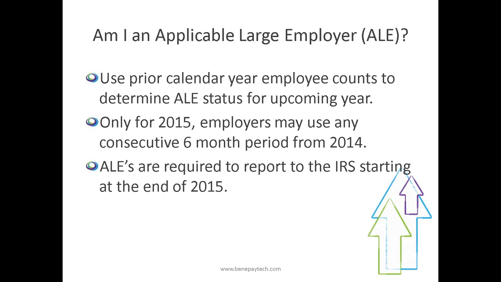So now you need to determine if you are an applicable large employer. To do this, you will use the total full-time employees plus the full-time equivalent employee count for the previous calendar year. If you have an average of 50 or more, you are considered an applicable large employer. For 2015, employers may use any consecutive 6-month period from 2014 in determining if they are an applicable large employer. All of the applicable large employers are required to report to the IRS starting at the end of 2015.